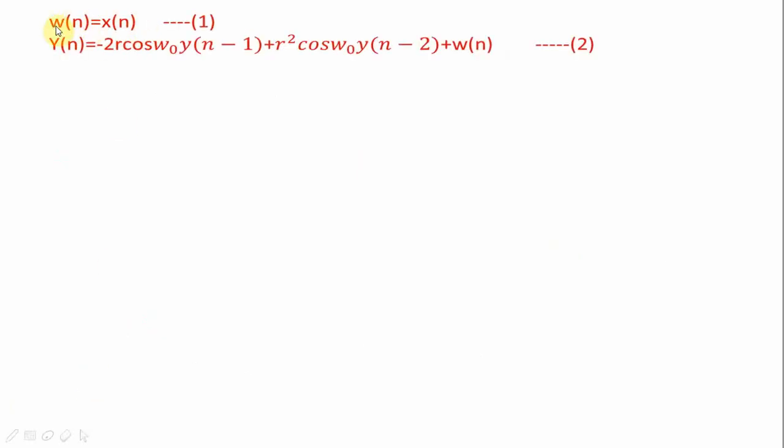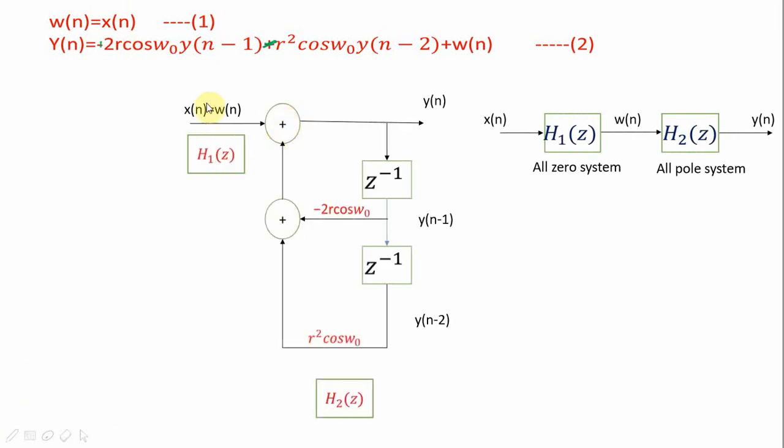So with that, we have the two output equations: the output of the first subsystem, which is w of n equal to x of n, and the output of the second subsystem, after we change the sign of this. So these are the two equations. From this we write the block diagram. For the first equation, it is x of n equal to w of n. This itself is the h1 of z.